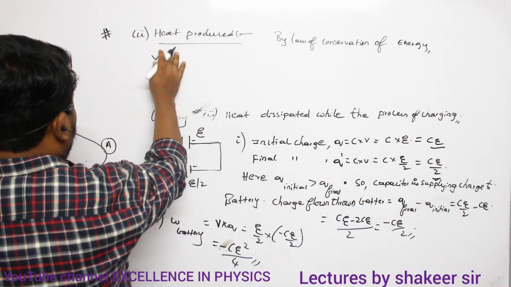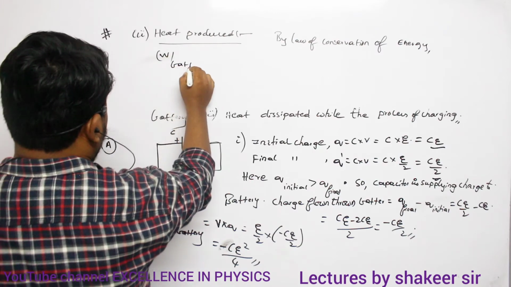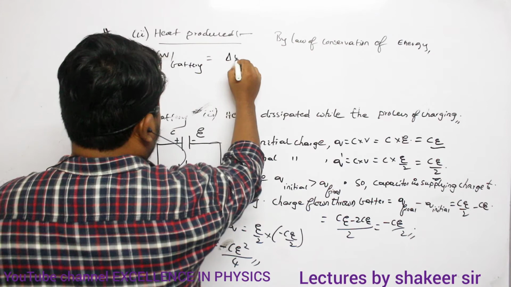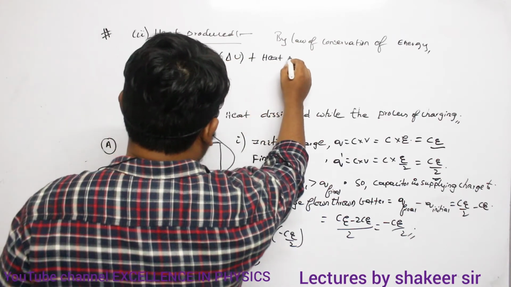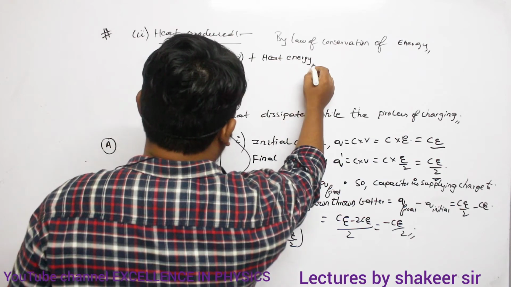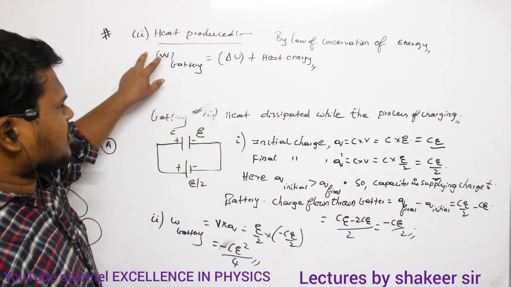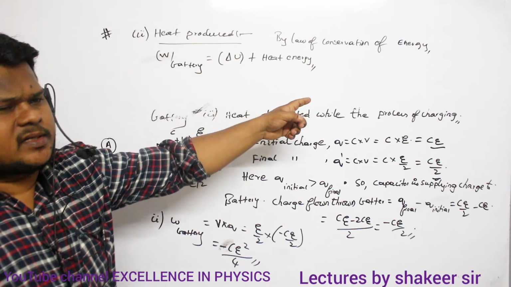So the work done by the battery, it will do two things, no? It will change the potential energy of the capacitor and it will produce heat energy also. So this is how I can write the relation, no? Clear? So the total work done by the battery should do two things. Already we have discussed this one in the last class.